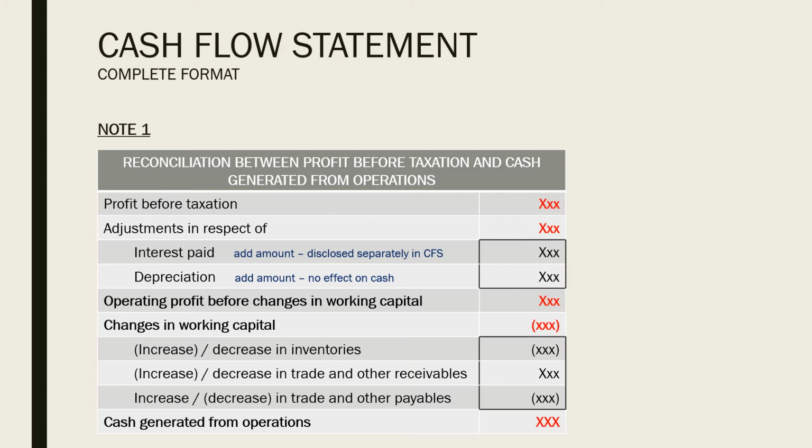From the profit before taxation, we add the interest back because we are going to disclose it separately in the cash flow statement. This is going to be shown separately, so it's not going to be shown as part of our operating profit. We're also adding the depreciation back.